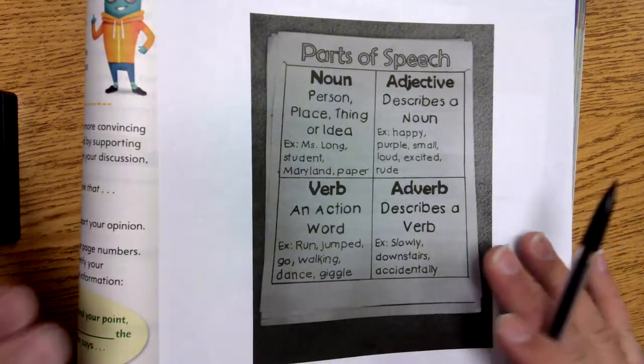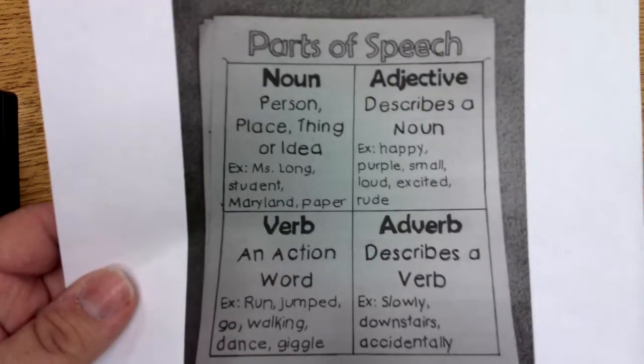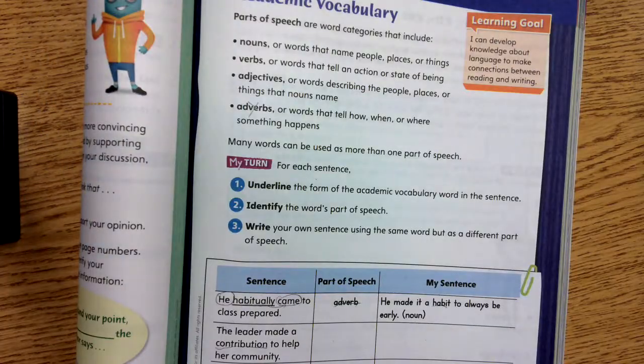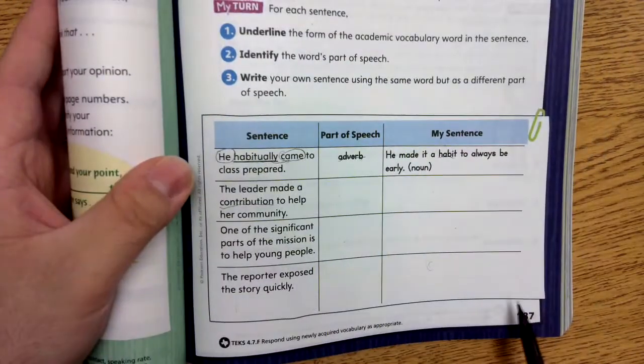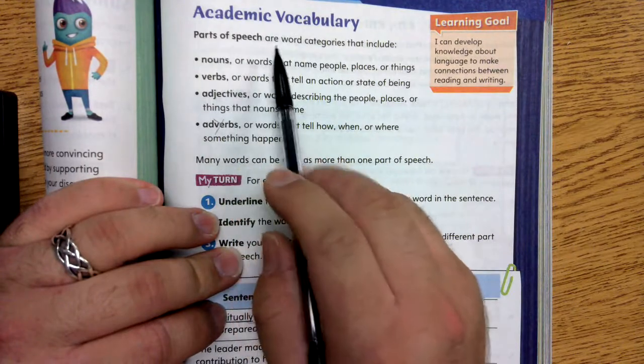Now, we're going to get a little more into this. We are on page... Oh, you're going to have a copy of this. But by the way, you should from last week. If not, message me and I'll send you another one. So we are on page 187. There we go. Okay, so academic vocabulary, parts of speech.